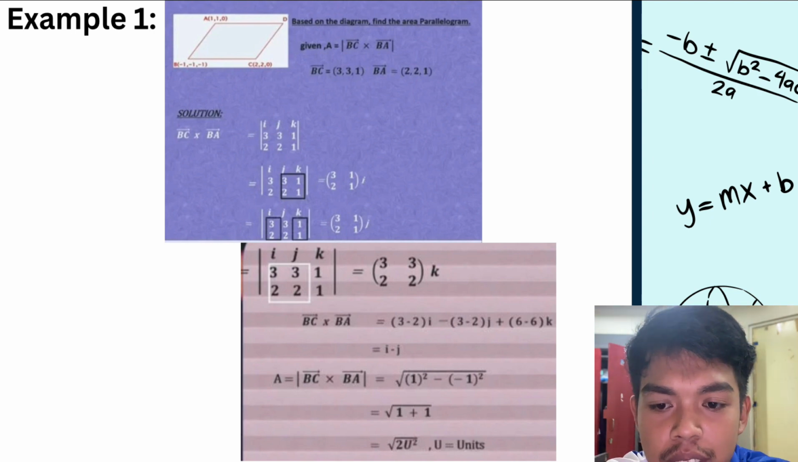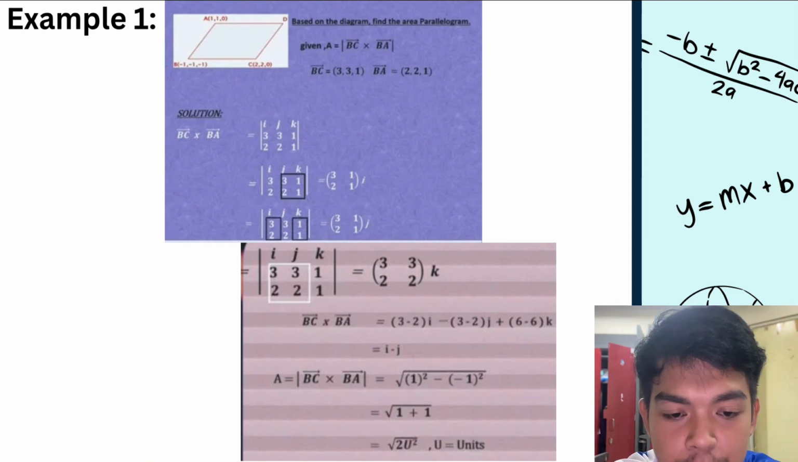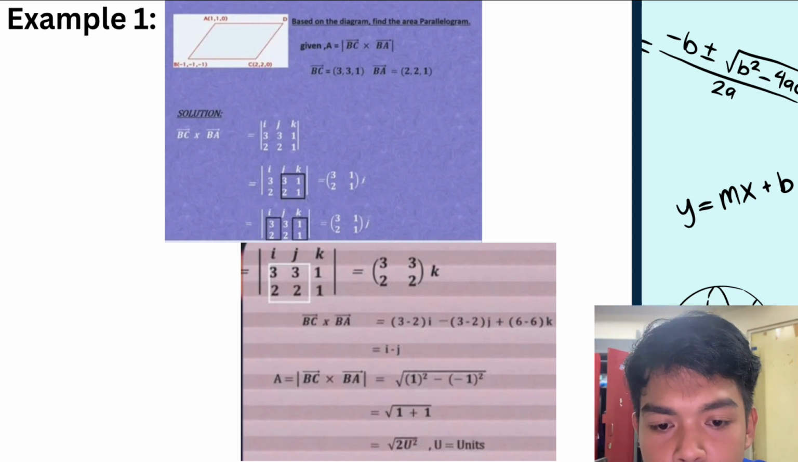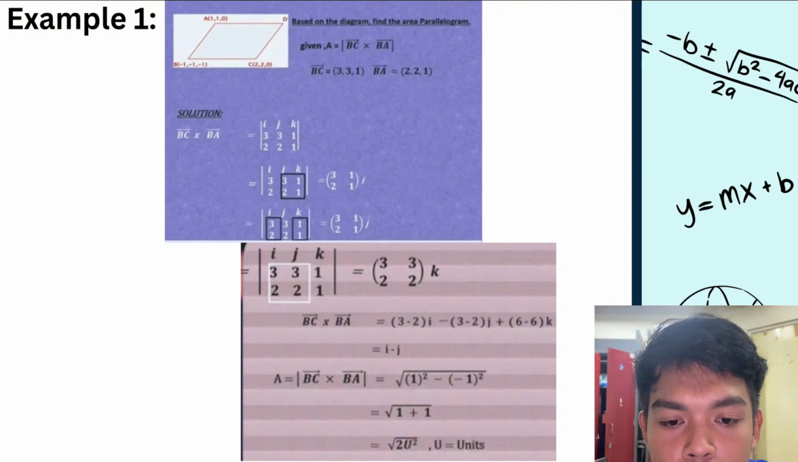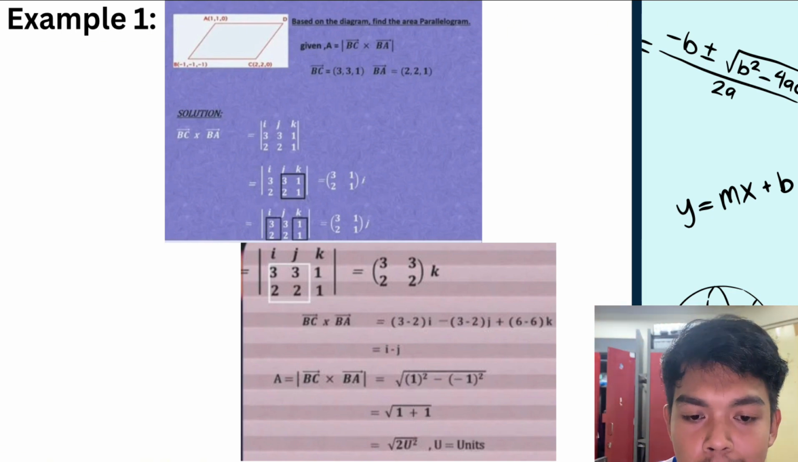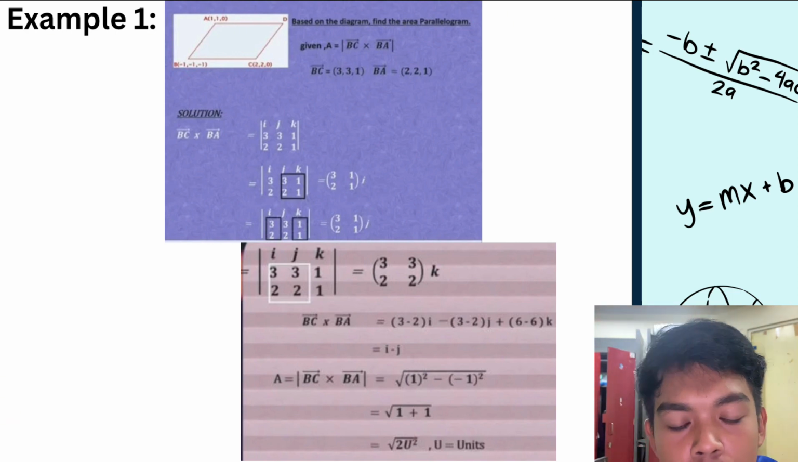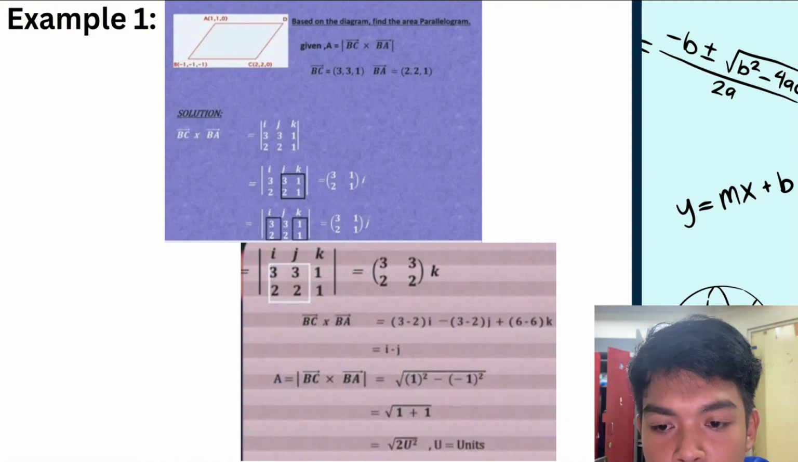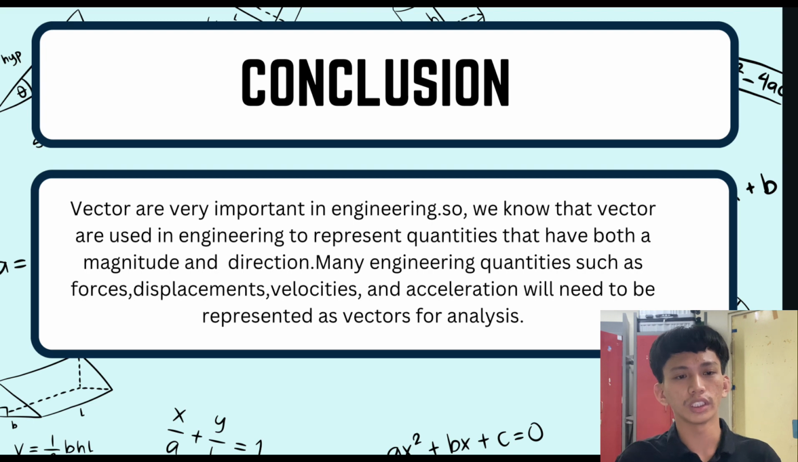After that, find the magnitude of BC times BA. Square root of 1 squared plus 2 squared minus negative 1 squared. After that, equals square root of 1 plus 1. You can get square root of 2 units squared.